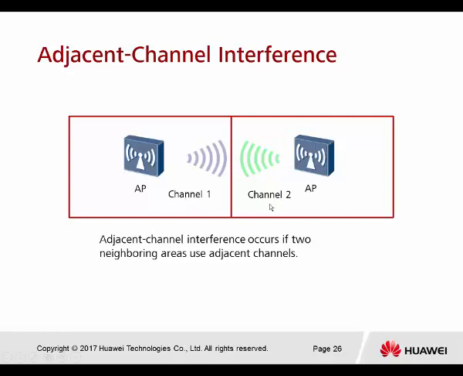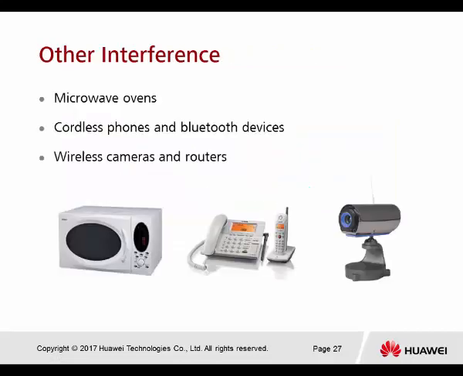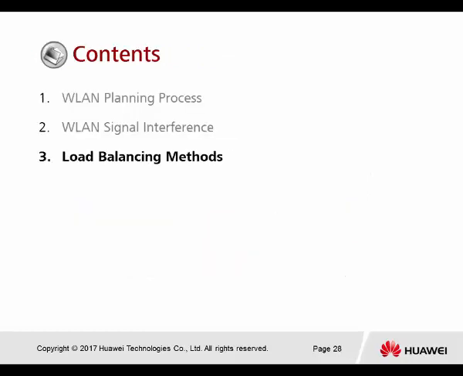For example, channel 1 and channel 2. Channel 2 is too close to channel number 1 because each channel occupies 20 MHz, and channel number 2 has around 15 MHz overlapping with channel number 1. So we do not recommend using adjacent channels. Try to use channel 1, 6 or channel 11. Other interference might come from the microwave oven, the cordless phone, and some other Bluetooth devices, the wireless camera, and the router.